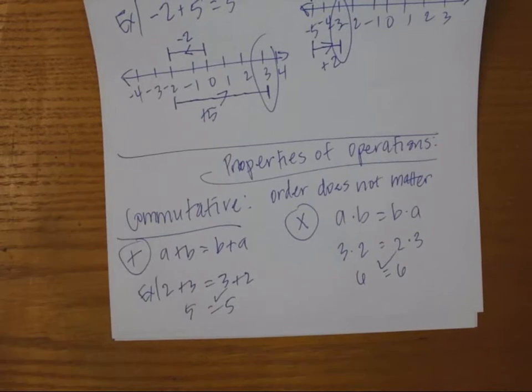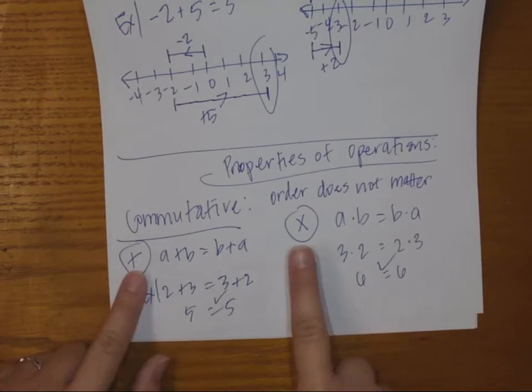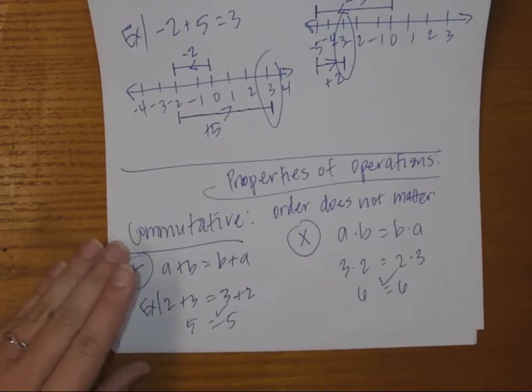Okay, the commutative property does not hold for subtraction or division, because 5 minus 2 is not the same thing as 2 minus 5. Same thing with division. 5 divided by 2 is not the same thing as 2 divided by 5. Okay, so commutative only works for addition and subtraction. Nope, addition and multiplication. I'm having a hard time with the words today, sorry.